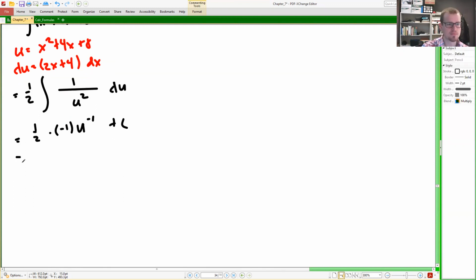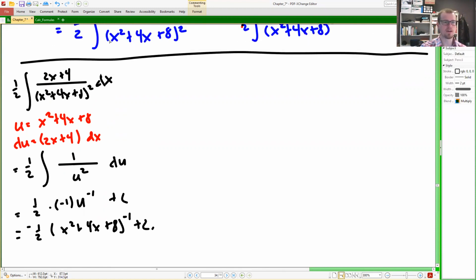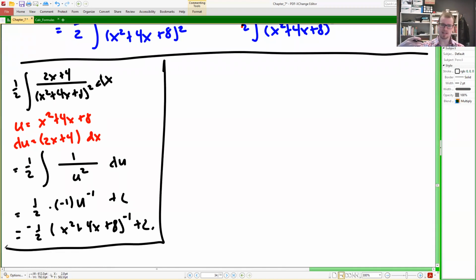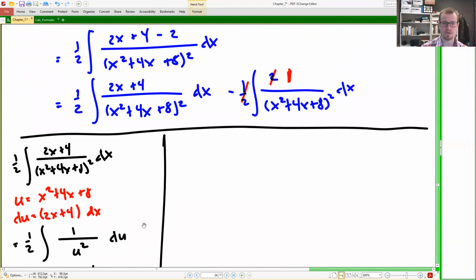Don't forget to substitute back. -1/2 times (x squared plus 4x plus 8) to the negative first power. That gives us the evaluation of this first piece of that. So we have that. We'll bring that together with what we find for the second integral to give us the overall value of the integral.